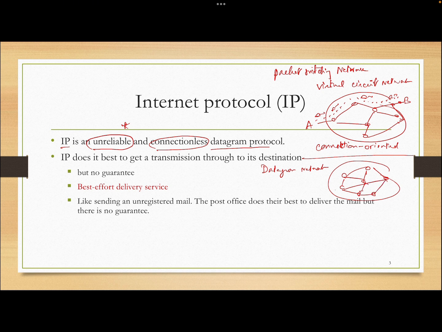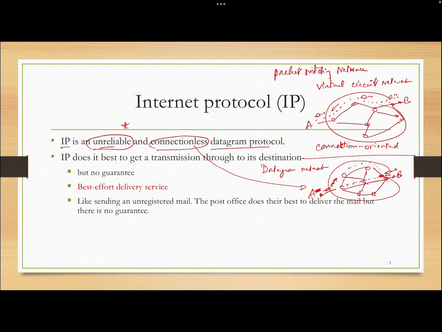For datagram network, suppose you want to send from A to B. The first packet may go this way, but the second packet may go this way. You see what I mean? They can go different routes. The first packet can go one way, the second packet can go a different way for the datagram. So this is connectionless, no connection setup before transmitting.